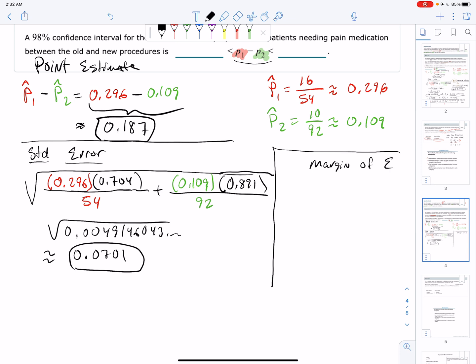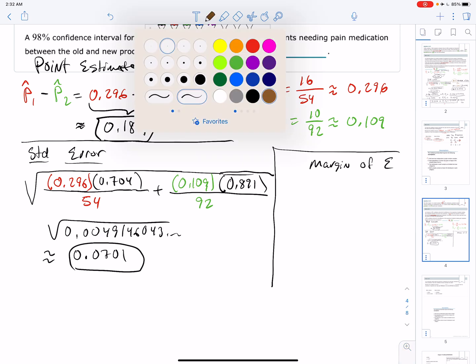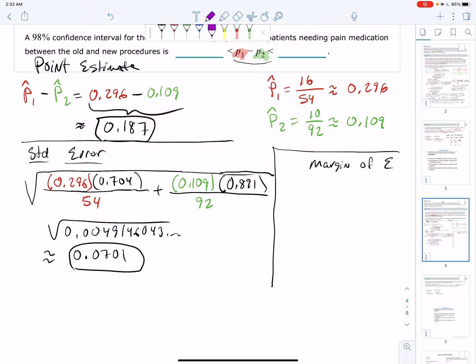Okay, margin of error, we can show by saying m, but I don't think I have space for that. So I'm just going to get my critical value. Remember my critical value? I think I used brown for that. Let's use a different color. So remember, my critical value is just z sub half of alpha.